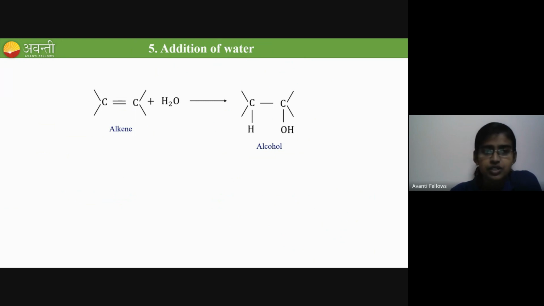But anyway, no issues. Now let us add this H2O molecule to the alkene. H2O contains H plus and OH minus. Since this alkene is symmetrical in nature, I can add hydrogen to any of the alkene carbons and OH to any of the double bonded carbons. It will lead to the formation of alcohol.